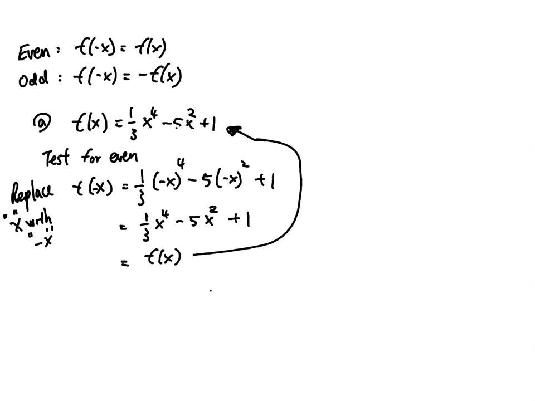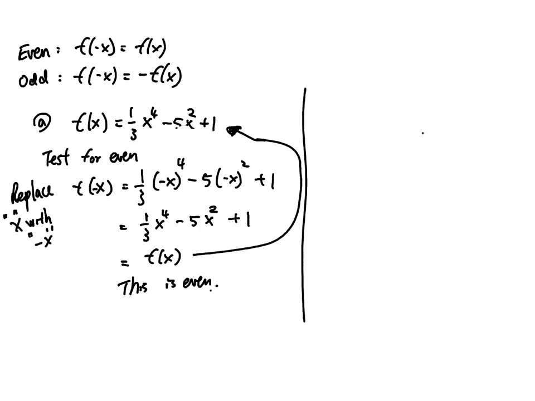So this is even. A function cannot be even and odd at the same time. So if you found the function is even, that's when we can stop.